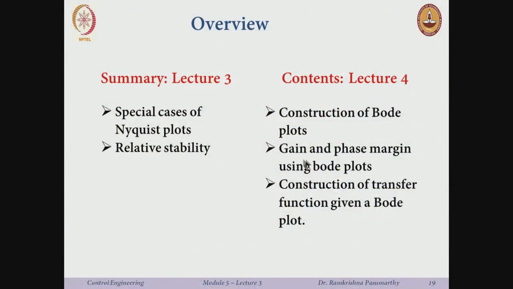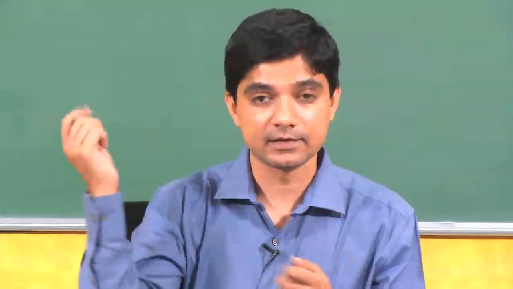Then, what is the equivalent of how I get gain and phase margin using Bode plots. And lastly, something interesting we will also see is, if I am just given a Bode plot, can I reconstruct back the transfer function of the system? That is pretty exciting, and it will give you an insight: I start with a black box, I do not know what is in the system, I give it several frequency signals, I construct the Bode plot, and I could get an understanding of what is sitting inside the system. All these things we will do in the next class.